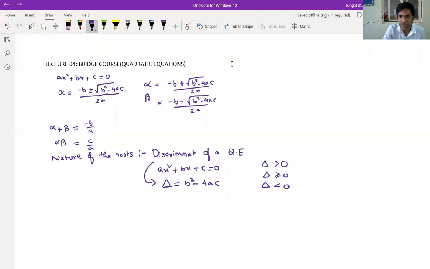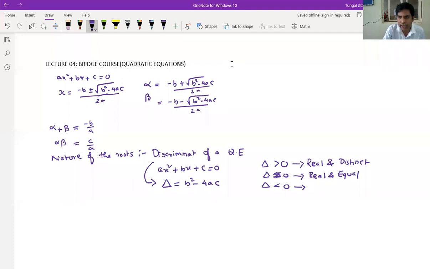Based on this, suppose b² - 4ac is greater than 0, then the roots are nothing but real and distinct. Distinct means unequal, different. Suppose delta equals 0, b² - 4ac equals 0, then the roots are real and equal. Once again, delta greater than 0, roots are real and distinct. Delta equals 0, then roots are real and equal.